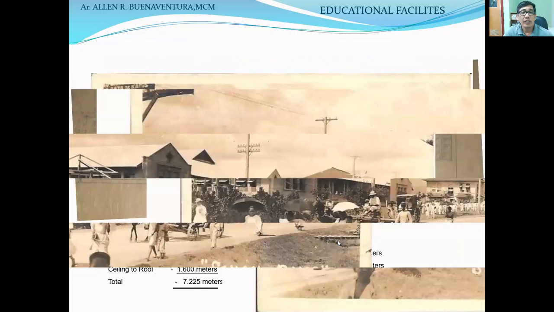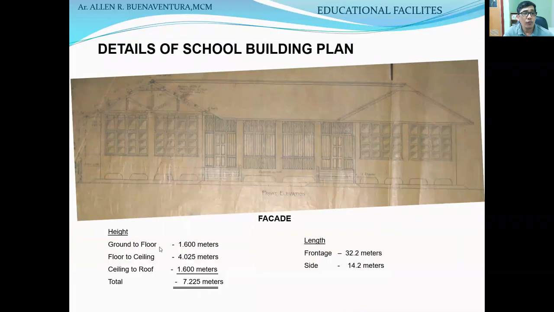So the details of the school plan, as you can see: ground to floor is 1.6 meters, floor to ceiling is about 4.25 meters, and ceiling to roof is 1.6 meters, for a total of 7.22 meters. The frontage is about 32 meters and the side is about 14.2 meters. As you can see, the ground to floor is about 0.6 meters. It's almost 5 feet from the natural grade line to the finished floor line. So you can eventually walk underneath this Gabaldon school.